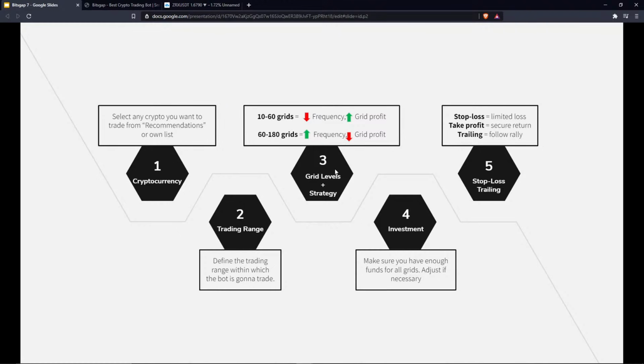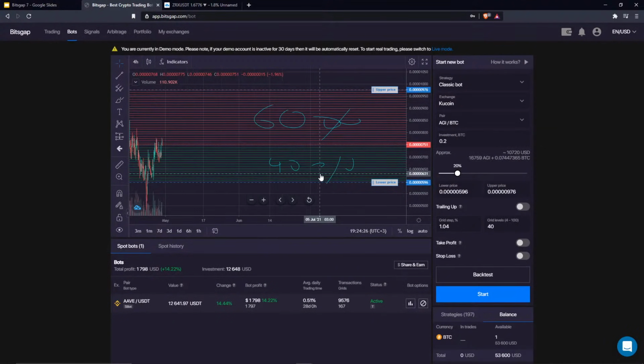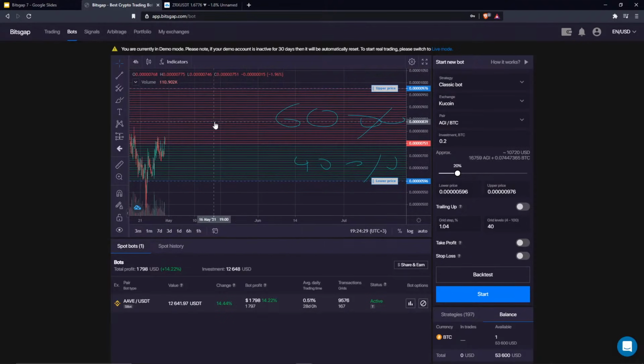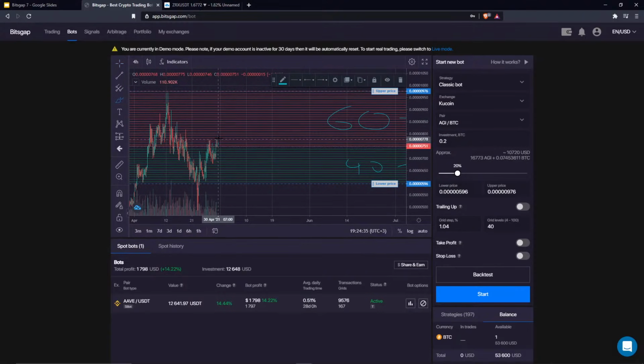The next step, as I mentioned, is to define the amount of grid levels, because the trading will be different depending on the amount of grid levels. So below 60 grid levels is basically low frequency trading, because the distance between your grid orders is relatively large. That means that the market needs to swing crazy enough to capture all of your grid levels.